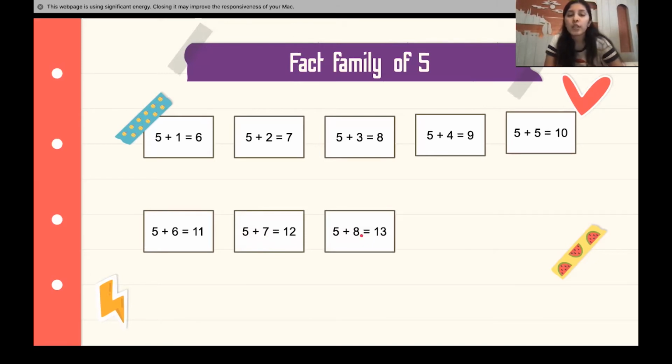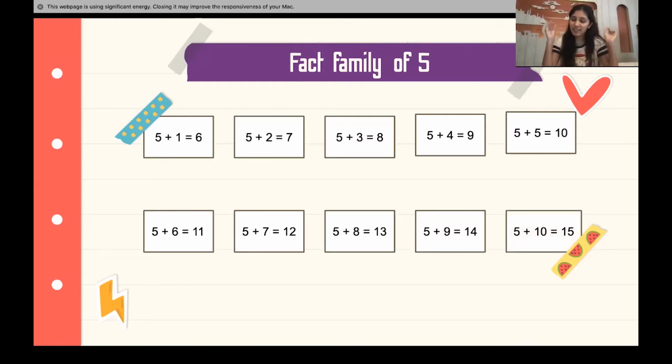Okay, so then what is 5 + 9? 5 + 9. That's right. 5 + 9 = 14. 14, nice. Okay, last one. What is 5 + 10? 5 + 10. Yeah, 5 + 10 = 15. Nice work. Okay. I wonder what's next now that we finish our fact family of 5.